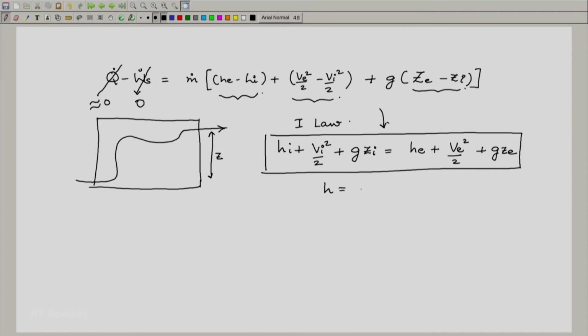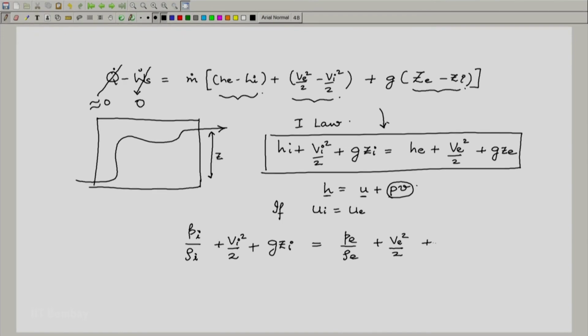Now, if we think of a situation where the temperature does not change and it is a fluid like an ideal gas, the U also does not change, and since H is equal to U plus PV, if Ui equals Ue, probably because the temperature does not change, then instead of H we can remove the U and write only PV here, and since PV can be written as P by rho, we would have an equation where instead of Hi we would write Pi by rho i, the remaining terms would be the same, and this would of course on the right side be equal to Pe upon rho e plus Ve squared by 2 plus g Ze.